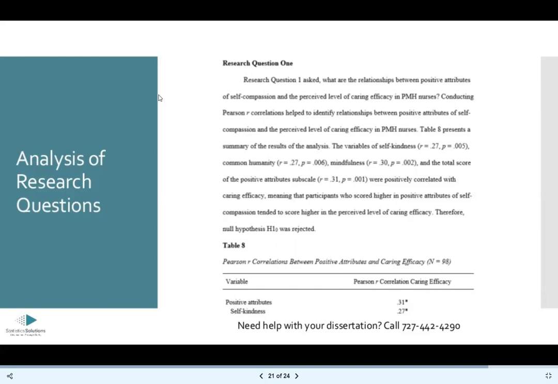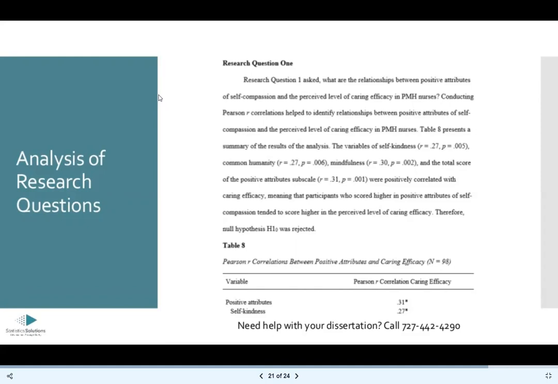So that is our r, again, noting the different notation for different tests. And then we'll also report the p-value that's associated with each correlation. So here we see that we have our p-values that are less than 0.05. We've got 0.005, 0.006, and 0.002. And so since they are less than our alpha, we can reject our null hypothesis. So we will make a statement here to indicate that our null hypothesis is rejected.